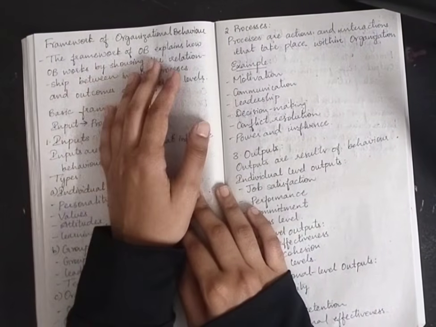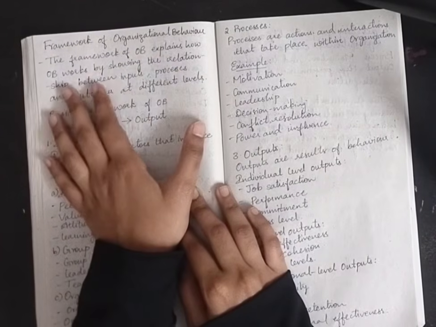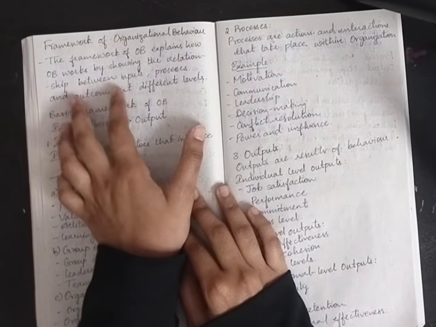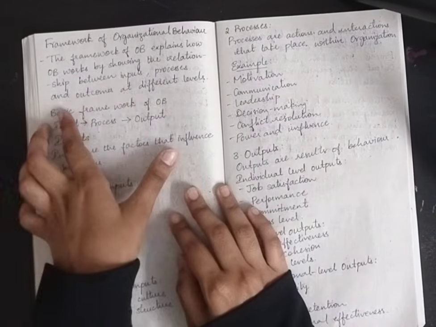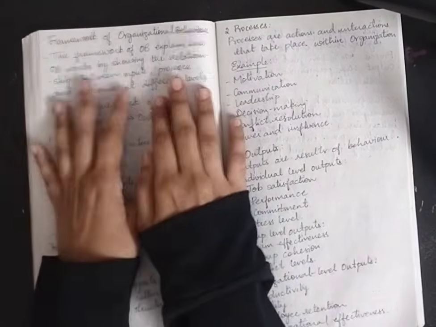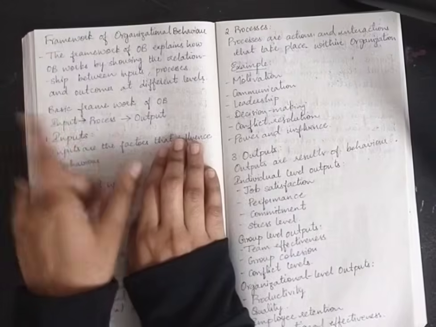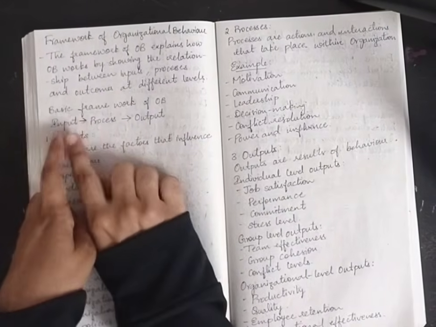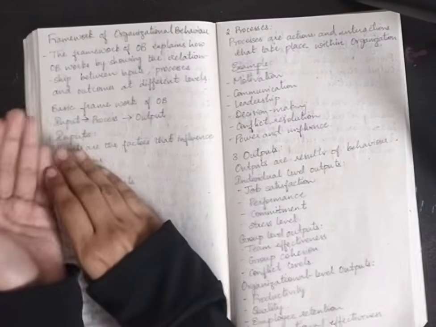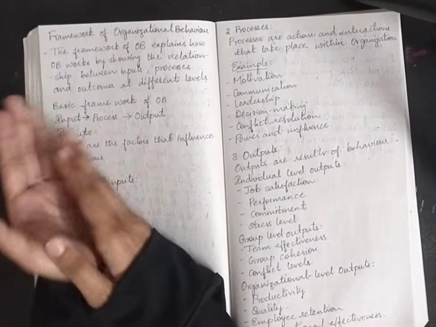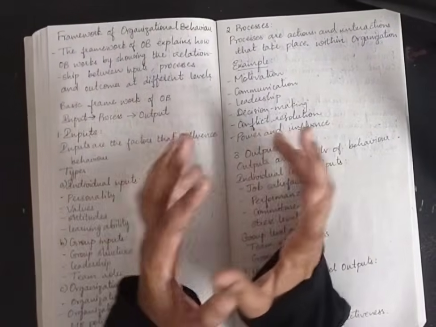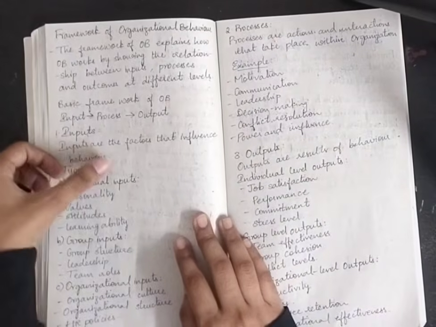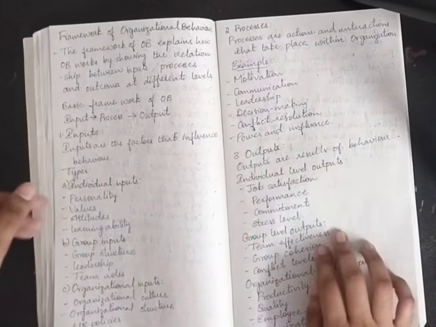Next is the framework of organizational behavior. The framework of organizational behavior explains how organizational behavior works by showing the relationship between inputs, processes and outcomes at different levels. So I'll explain in simple terms. Framework means input, process and output. Whenever we give some input and process, we will get some kind of output. So we have different inputs, processes and outputs.